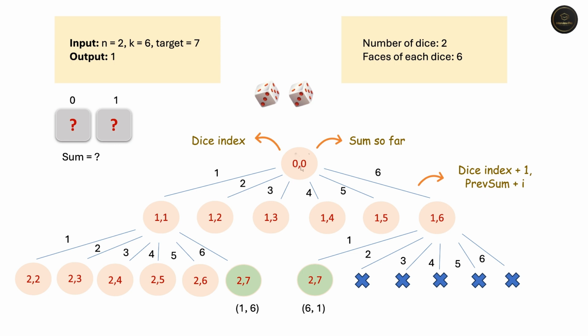The index of the dice and the sum calculated so far. So when we go to the next iteration, we just increment the index and add the face value that we selected to the previous sum. The face value is represented as I. So let's see how we can code this.